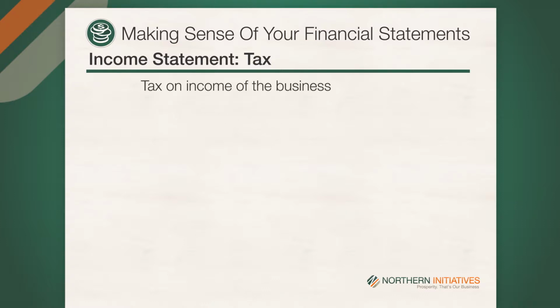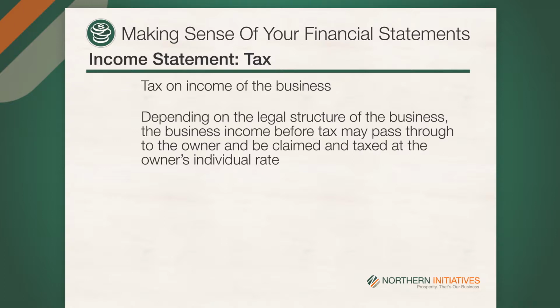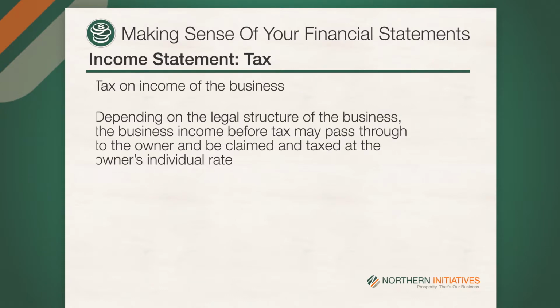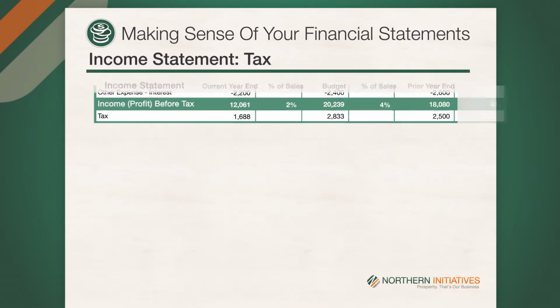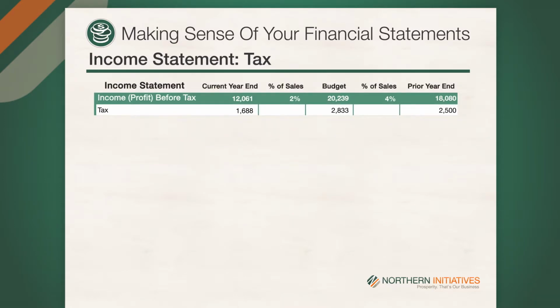Tax. Tax on income of the business. Depending on the legal structure of the business, income before tax may pass through to the owner and be claimed and taxed at the owner's individual rate. Case study. In the current year, the business made a profit of $12,061, 2% of sales. The tax that will need to be paid from cash is $1,688.